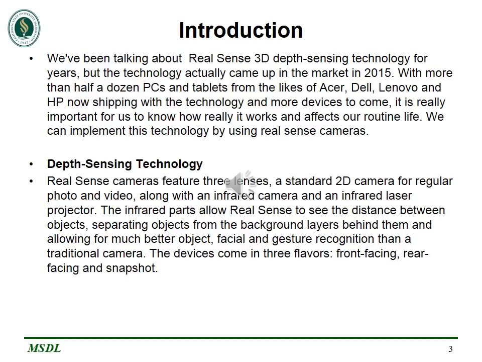Let's go to depth sensing technology, what it is actually about. RealSense cameras feature three lenses: a standard 2D camera for regular photo and video, along with an infrared camera and an infrared laser projector. The infrared parts allow RealSense to see the distance between objects, separating objects from background layers behind them and allowing for much better object, facial and gesture recognition than a traditional camera. The devices come in three flavors: front facing, rear facing, and snapshot.